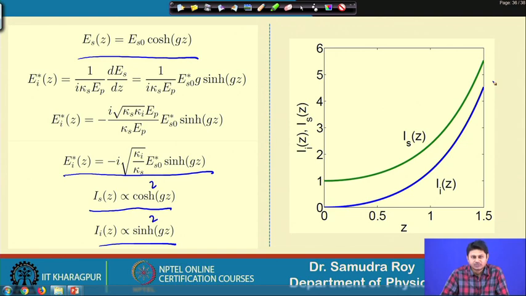In the next class we will take a similar approach and try to find out what happens if I generate the sum frequency under optical parametric amplification. So for optical parametric amplification, how the sum frequency is going to be generated, we will study in the next class.